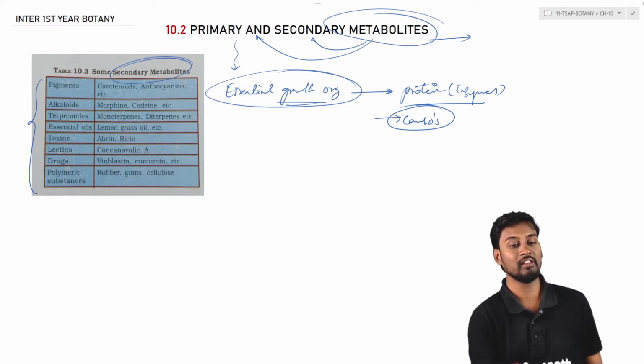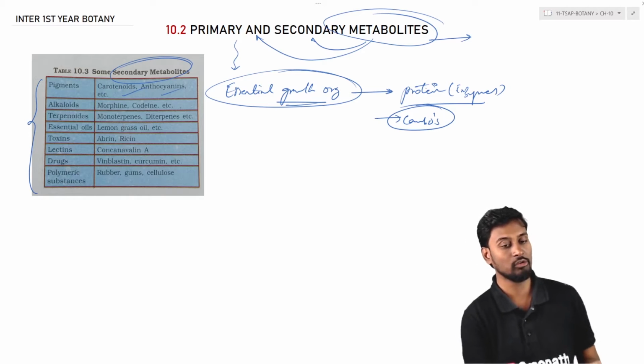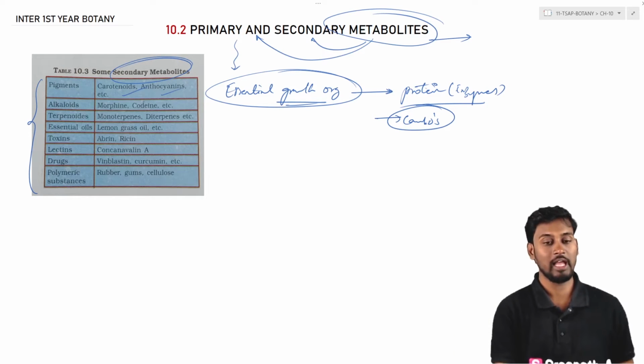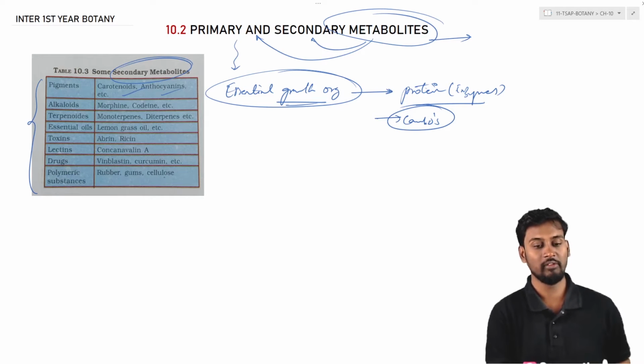For example, we can see the carotenoids or xanthophylls and also anthocyanins. Apart from these, we also have alkaloids, that is morphine and codeine. These have medicinal values, and they are also used as drugs of abuse. We can also see essential oils like lemongrass oil, toxins like resin, and drugs which are anti-cancer in nature, that is vinblastine, an anti-cancer drug. Also, rubber, gums and cellulose are polymeric substances.